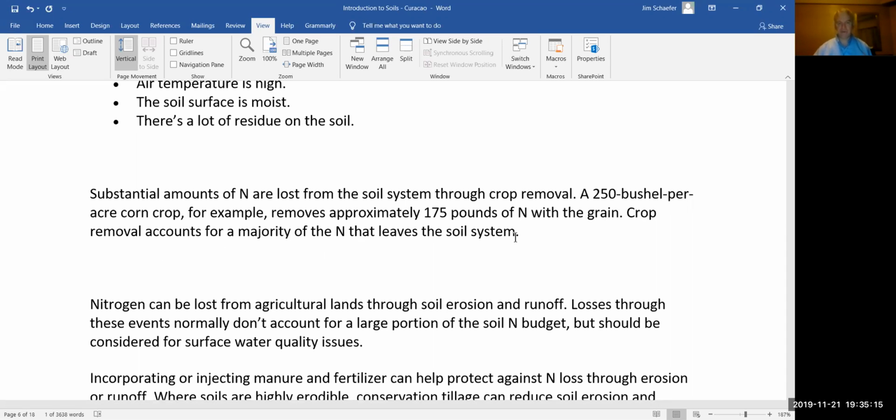This is largely because all crops, grains, fruits, vegetables, root crops, they all contain protein. They all contain amino acids. And these chemistries utilize the element of nitrogen. Where do they get the nitrogen? They harvest it and they mine it from the soil.